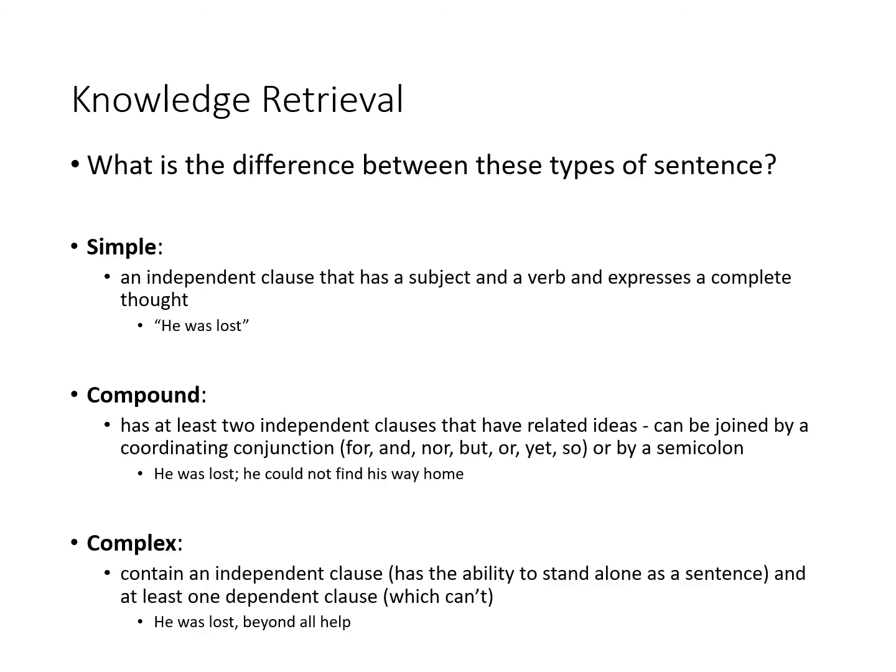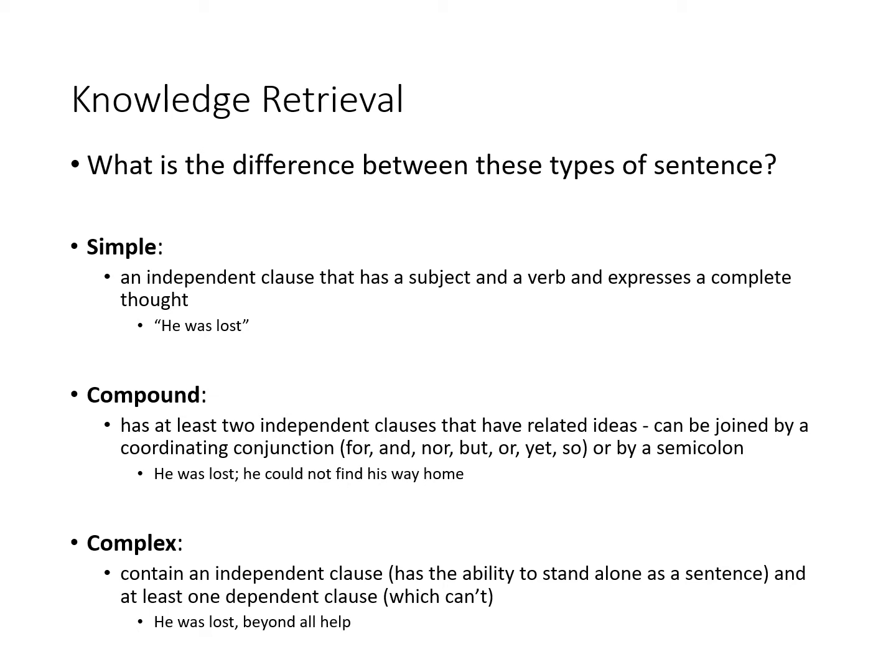And here are my answers. A simple sentence is a very basic sentence. It's an independent clause. It has a subject and a verb, and it expresses a complete thought. An example was, he was lost. He is the subject, lost is the verb, and he was lost. It's a complete thought.